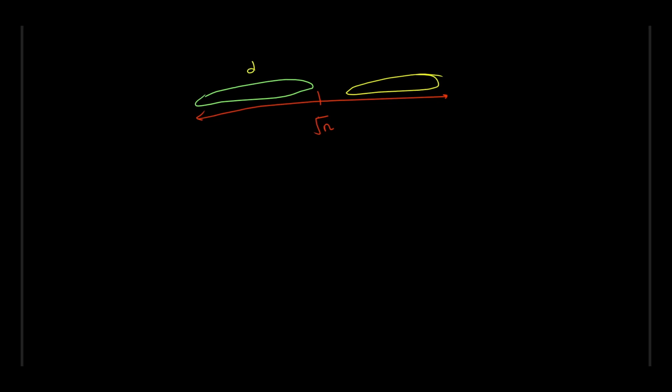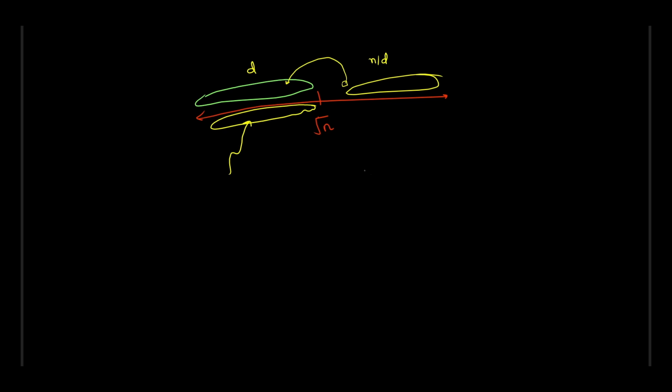If you have a number line, and this is root n, then you can see that any divisor on the left hand side has a mirror image on the right hand side, because if this is d, then this is n by d, and both of them are divisors. And this is in fact the complete set, because if there was indeed one divisor on the right hand side, then it must definitely have a mirror image on the left hand side. So if you just iterate to root n, then you would have iterated over all the divisors.